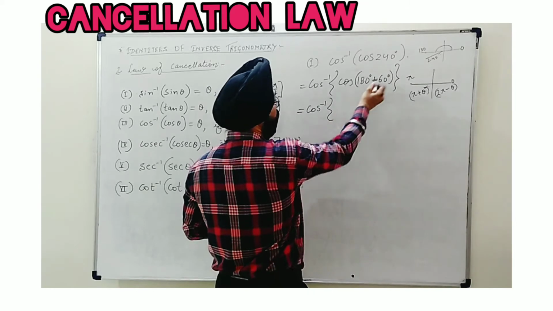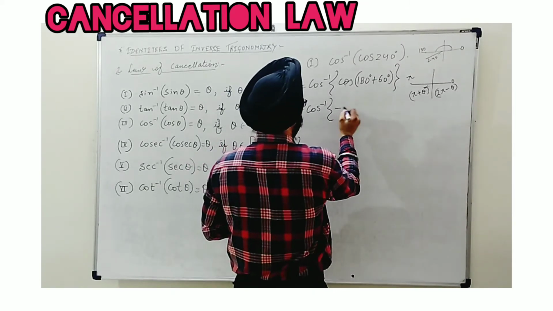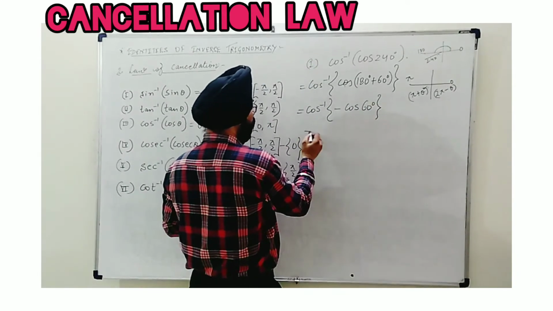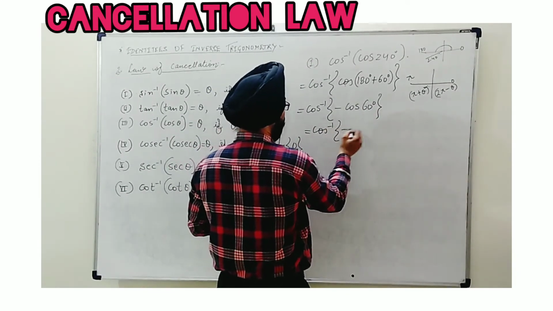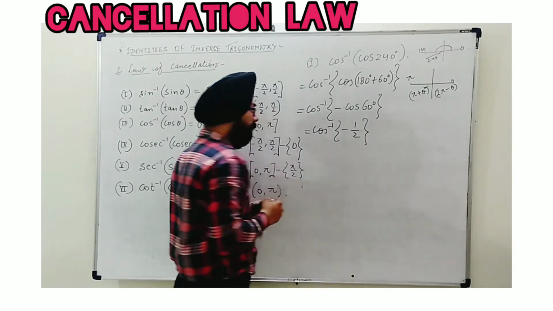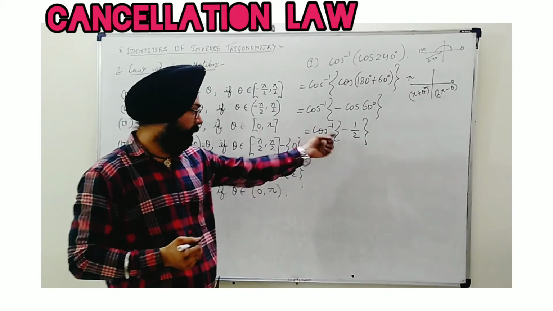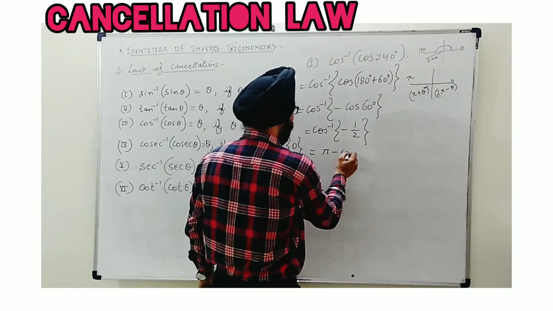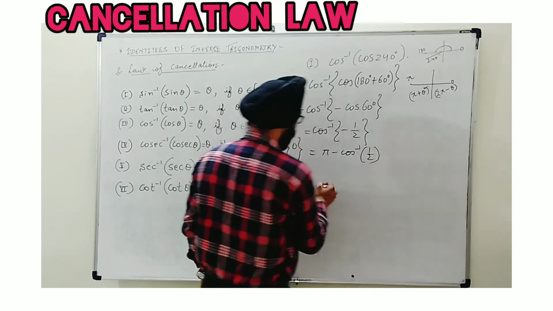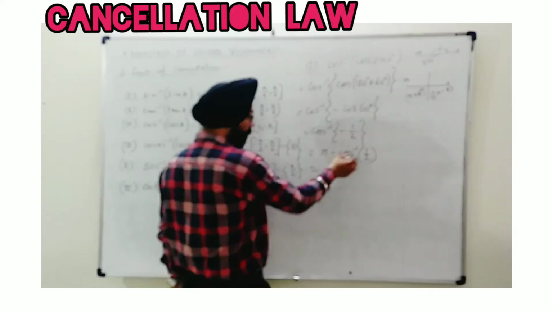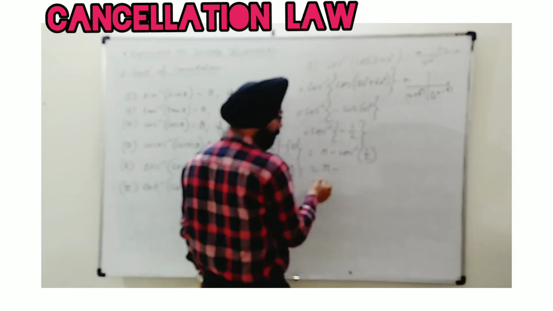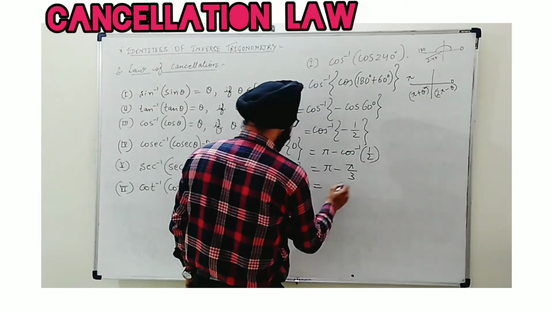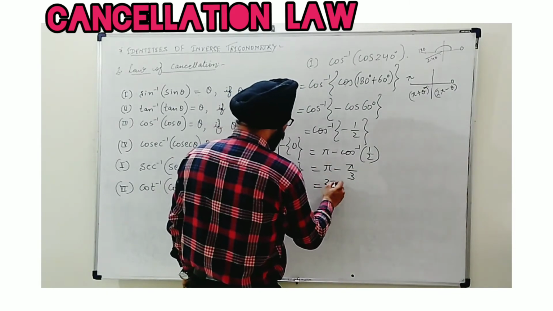Cos inverse of cos(180 plus theta) is minus cos theta, so this will become minus of cos 60 degree. As soon as I do this, it becomes cos inverse of minus 1 by 2. Now this can be solved first. By the negative value concept, cos inverse of a negative value is pi minus cos inverse 1 by 2. Cos inverse 1 by 2 can be solved by the principal value concept. This is from the first quadrant, where we have 60 degree, which is pi by 3, and finally we have 2 pi by 3.